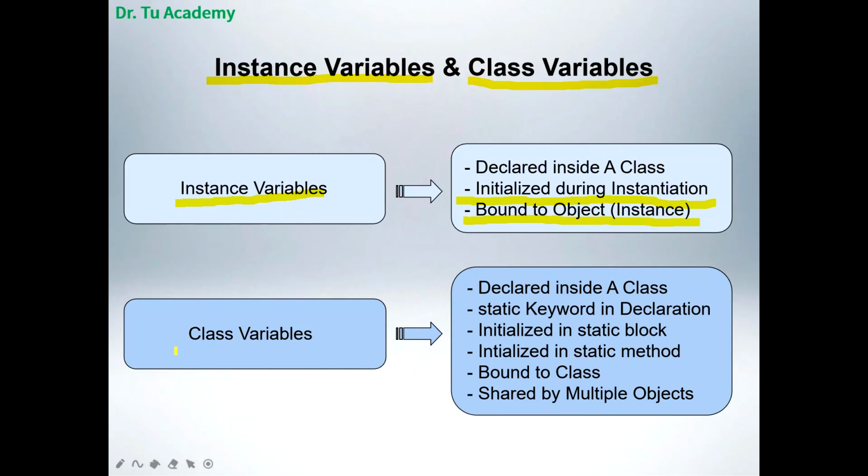And the class variables are bound to the class. They are shared by multiple objects. And they are initialized in a static block or in a static method. If we see a static keyword in the variable declaration, then we know this variable is a class variable. If we don't see the static keyword in the declaration, then it is a regular instance variable.